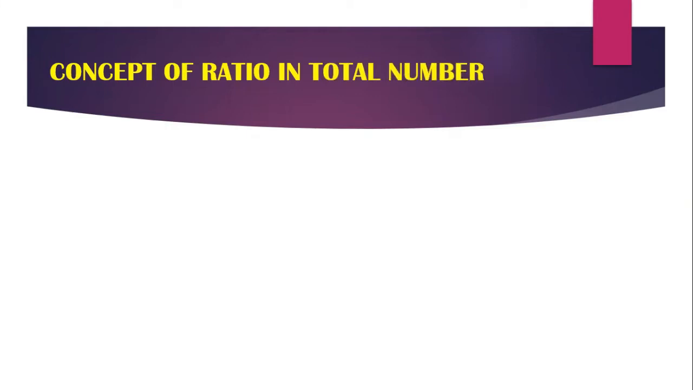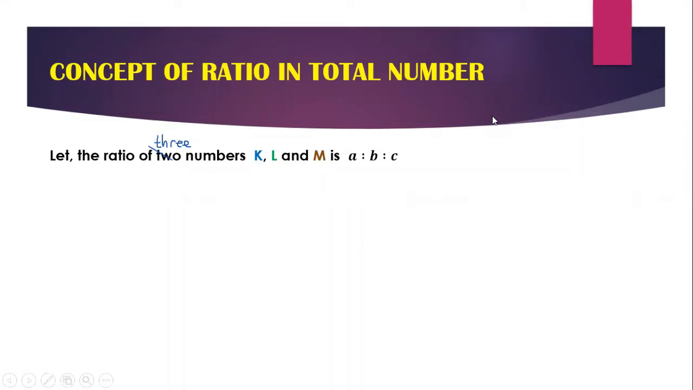Okay, before we go to the question, the next topic is concept of ratio in total number. Okay, go ahead. Let the ratio of 3 numbers K, L, and M is A to B to C. The total number of them is N.